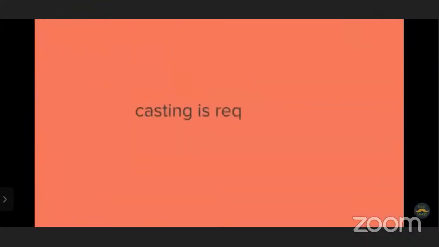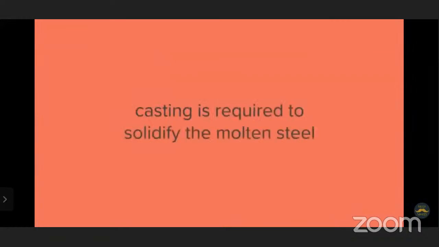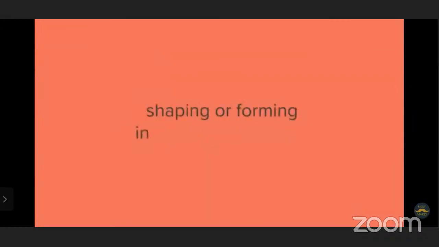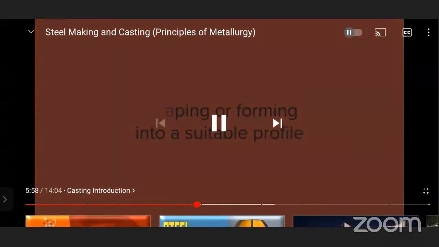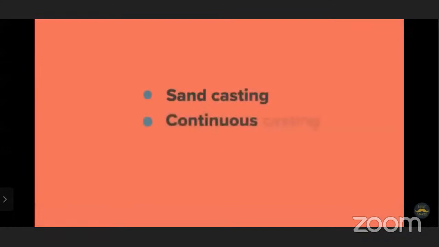Following steel making, casting is required to solidify the molten steel ready for shaping or forming into a suitable profile. Before going to steel making, we should also know about the cast iron making and iron manufacturing also. For that, he gave the clarification. The three main ways of doing this are sand casting, continuous casting, and ingot casting.